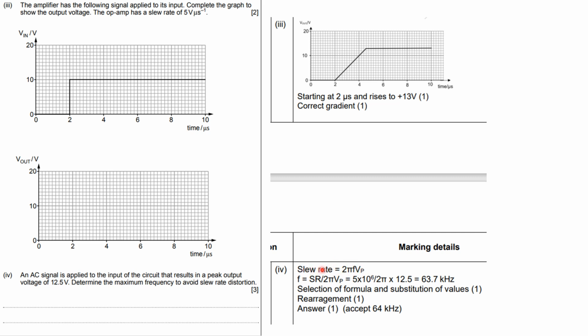So you've been given the slew rate, 5 volts per microsecond. We need to convert micro into seconds, so we times it by 1,000,000. So that should be 5 times 10 to the 6. That might be where students mess that one up. So it's 5 times 10 to the 6 divided by 2 pi V. Okay, and there's your answer there: 64 kilohertz.